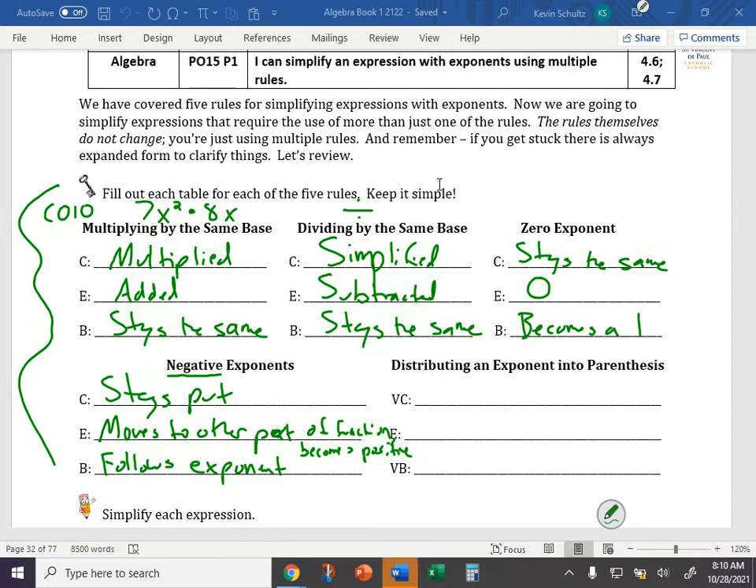Distributing an exponent into parentheses. How do you know that you'll be using this rule? It doesn't say verb. It says variable coefficient, variable base. How do you know you'll be using this rule? Joey! Yes!